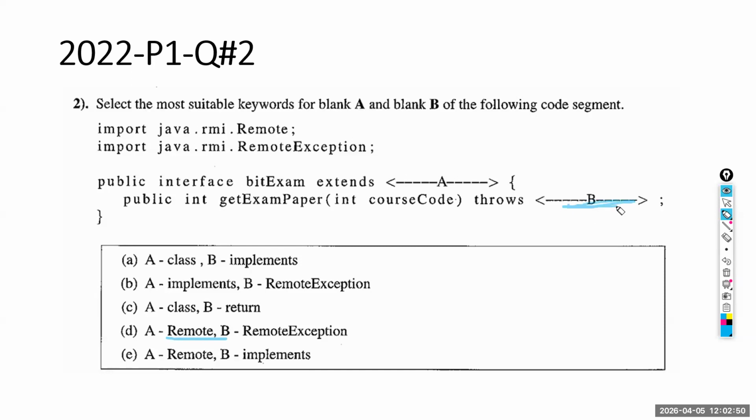So therefore it must be Remote interface. And this is RemoteException. If you are supposed to call a method remotely, make sure all these methods throw RemoteException so that your stubs and skeletons can handle exceptions. So the answer must be D. Okay, D. Is that all or any other question?